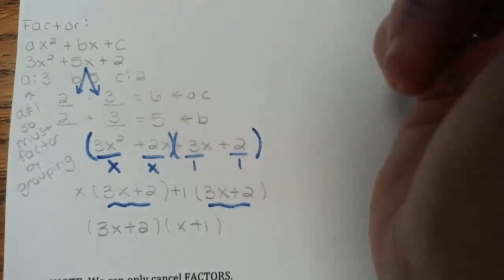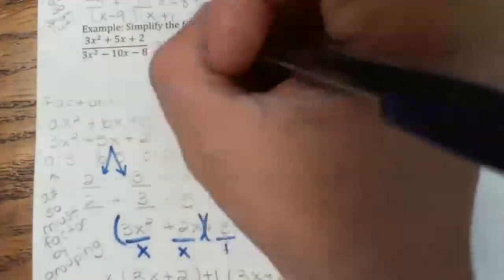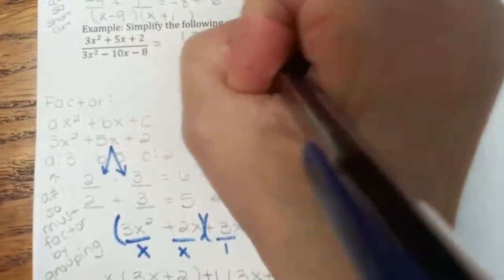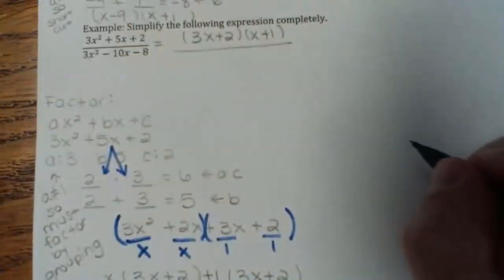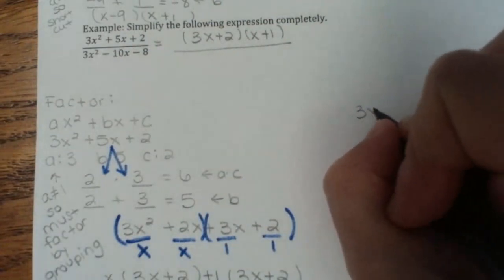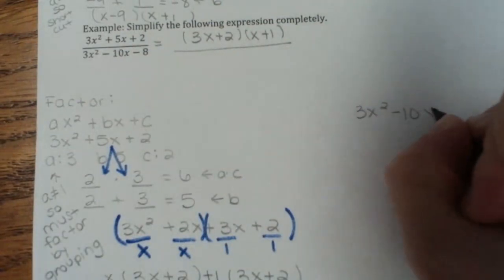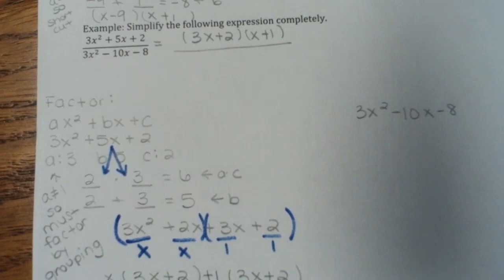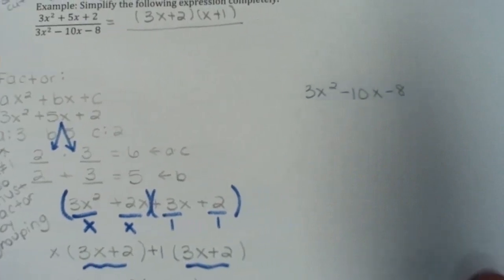All right, so the first up top, 3x squared plus 5x plus 2 factored down into x plus 1 times 3x plus 2. So up here at the top, I'm going to rewrite this in factored form of 3x plus 2 times x plus 1. On the bottom, we have 3x squared minus 10x minus 8. So we can do the same thing. Let's factor this one.